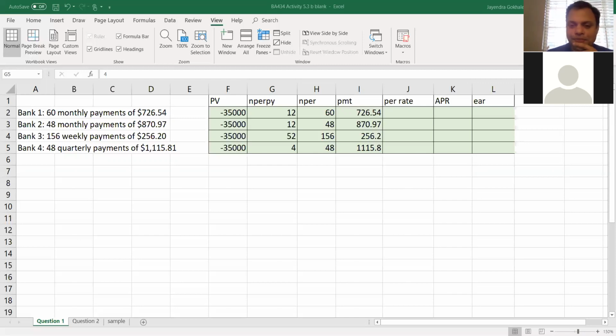Okay, awesome. So now let's go to the PMT. PMT function is the payment per period. So 726, 870.97, 256.2, and 1115.81. Good. Oh, not there. I should type here. Good.